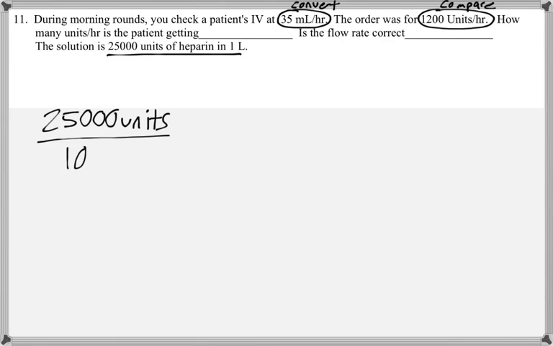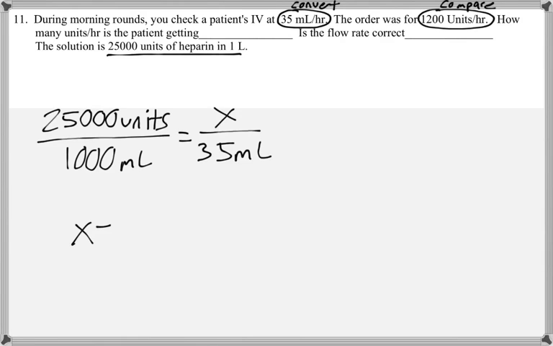So I'm setting up a proportion. 25,000 times 35 divided by 1,000, and we get 875 units per hour.